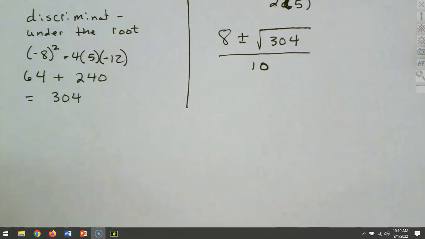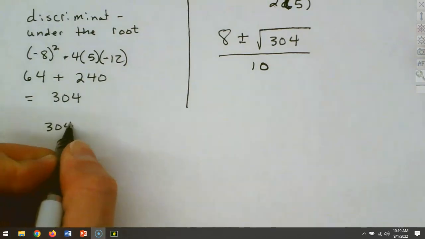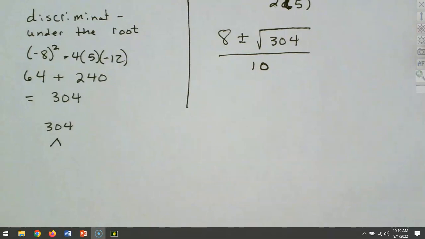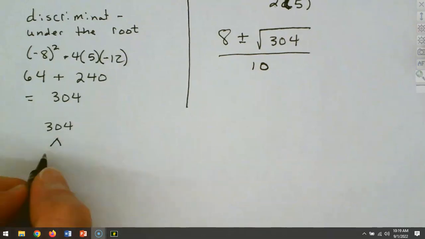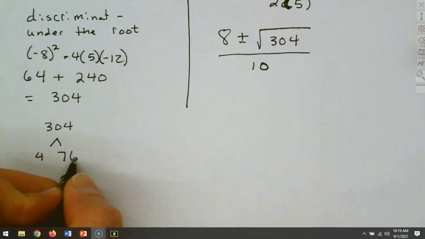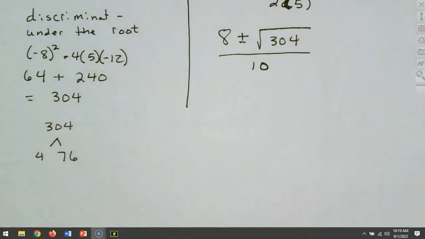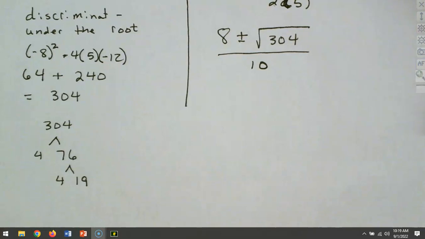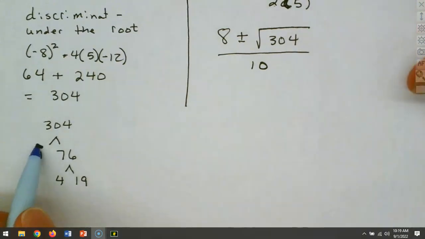So now we're going to break up that 304. Okay, 304, it's an even number. It has a 2 in it. Let's try a 4. So 4 went in there, and that's 4 and 76. Does 4 go in there again? Yes, because that's 4 and 19. And does 19 break down any further? No. We want to break up this square root.